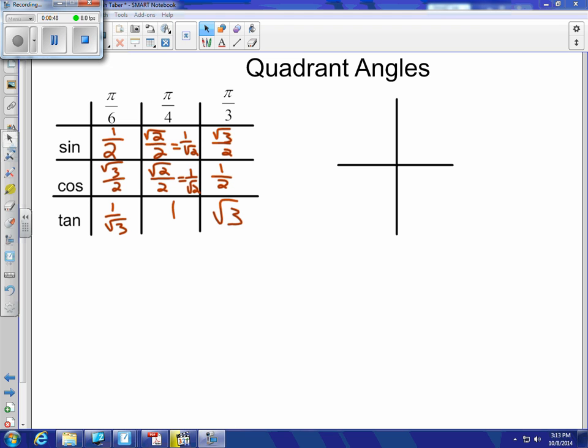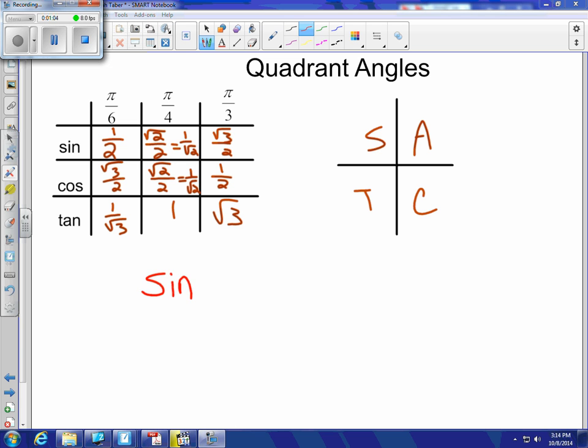So let me ask you a question. But first, let me fill this out. So all students take calculus. I do enjoy that saying. So let me ask you this. If I told you to figure out what sine 3 pi over 4 equals, what would you tell me?